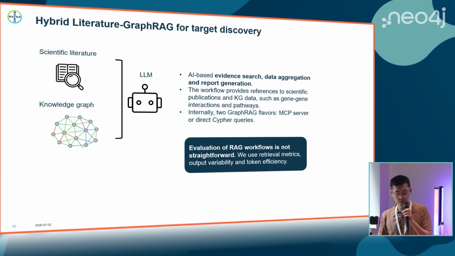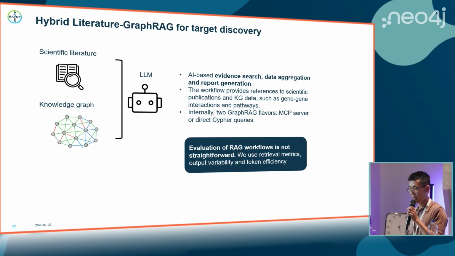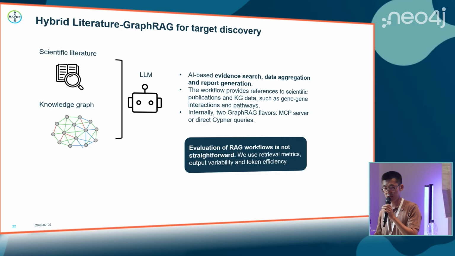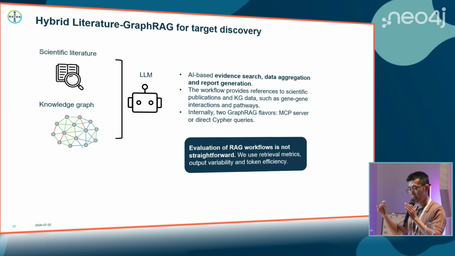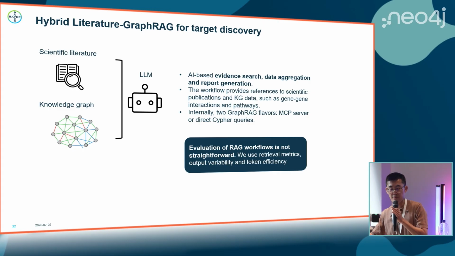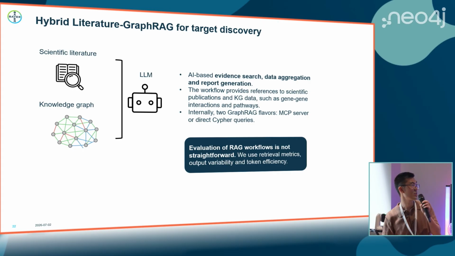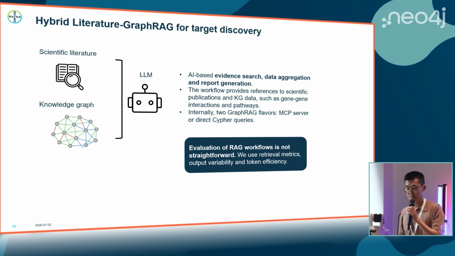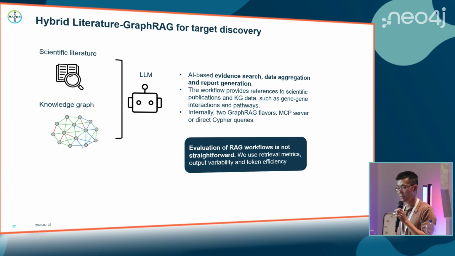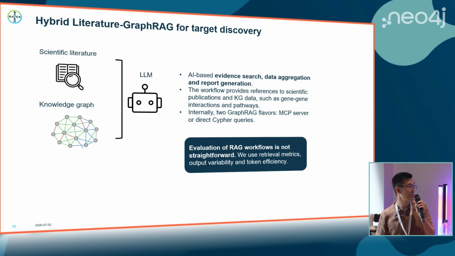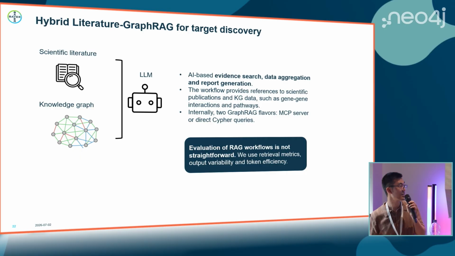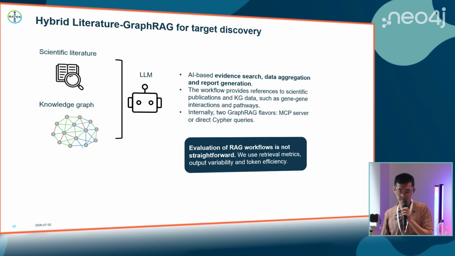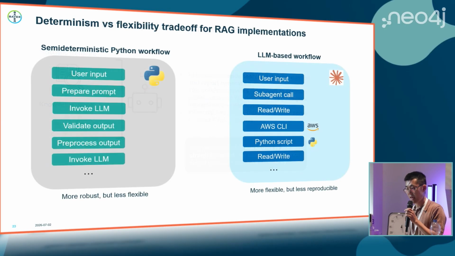In general, one note: evaluation of these approaches is actually not straightforward because they are quite open-ended. It's always kind of case by case. And aside from that, I don't think there is a consensus on how to evaluate these things. So internally, we use retrieval metrics, so how precise it is and how much recall there is. Also output variability. If something changes all the time, then probably it's also not very good. And also token efficiency, because that incurs costs.